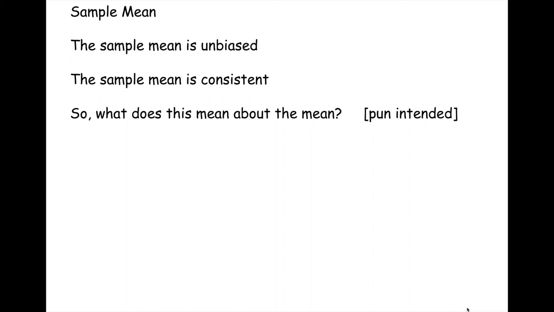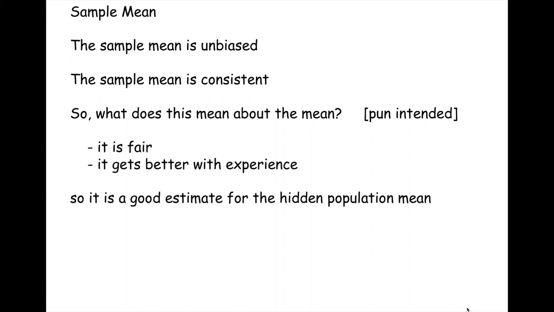So what does this mean about the mean? Right? What does that mean? What it means is that the sample mean is fair, right? That's what this unbiasedness means. On average, in expectation, it gives you what you were looking for, right? So we didn't know what the ground truth population parameter was, right? We use the sample mean as a replacement, and unbiasedness told us that on average, it's going to be fair, right? It's going to give you what you're looking for on average. It might be off the first time you use it. It might be closer the second time you use it, but on average, it's going to be roughly what you were looking for. It also gets better with experience, and that's what consistency means.